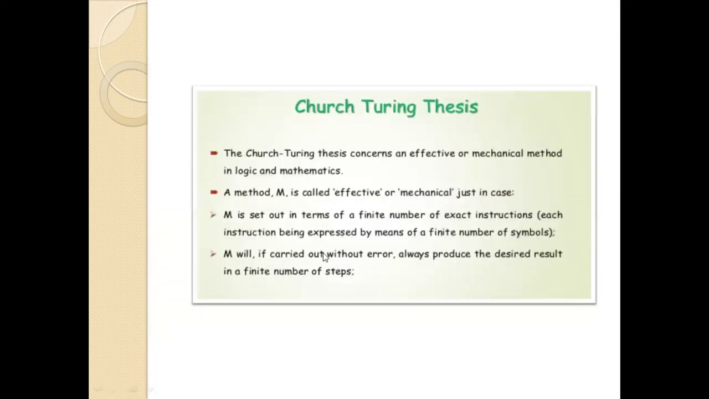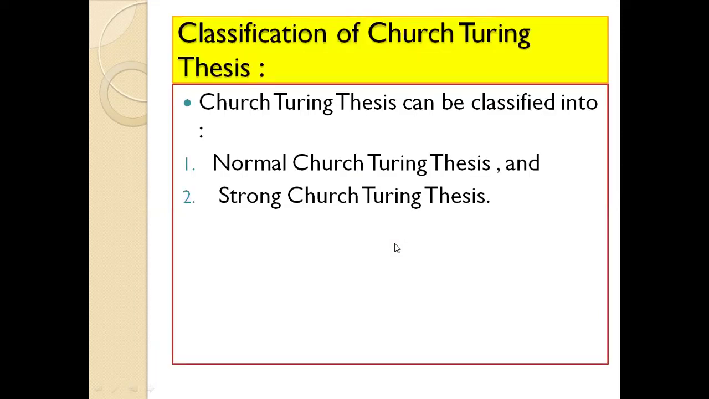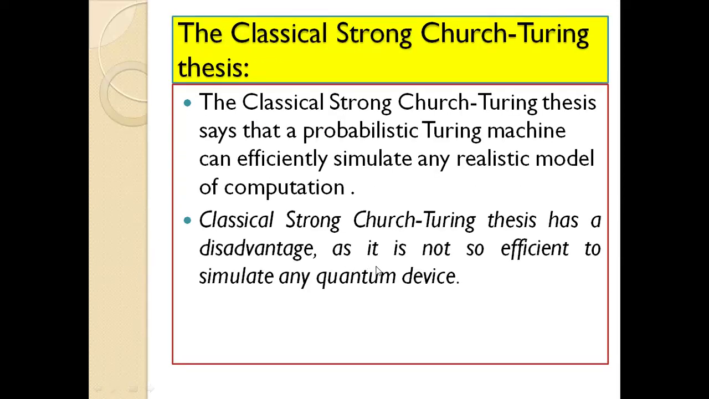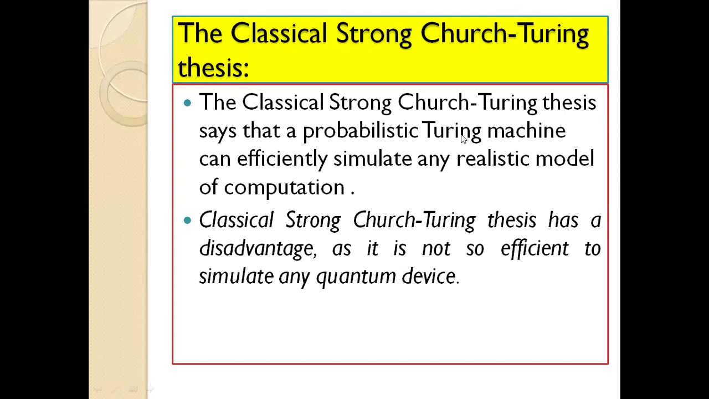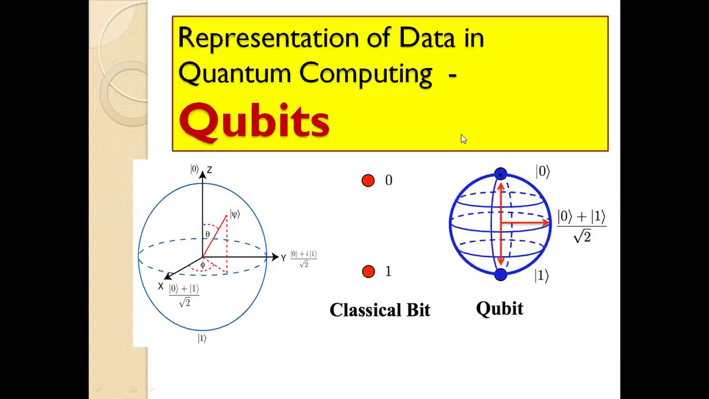Condition means that it can execute this finite number of exact instructions and they can be carried out without error. Now, again, we divide the Turing thesis into normal and strong one, and strong one is okay, but if it is the case of a quantum device, then it is not so efficient. So we again have a quantum Turing machine out of this particular classical strong Church-Turing thesis.